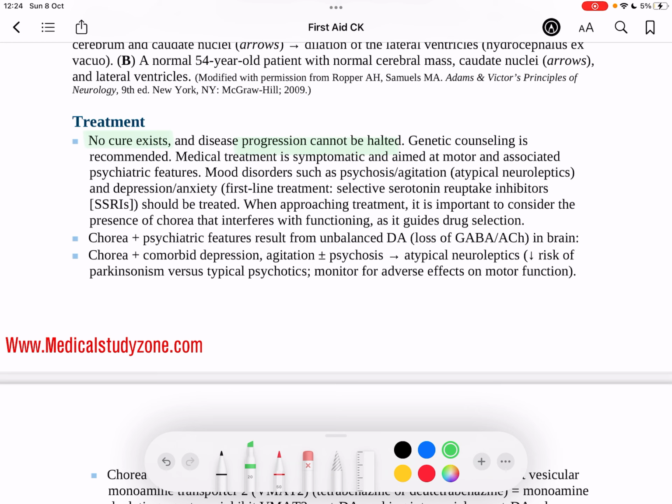For psychiatric features such as psychosis and agitation, we can give things like atypical neuroleptics. If a patient has depression and anxiety, then we should be giving our usual first line, an SSRI. When approaching treatment, it's important to consider the presence of chorea that interferes with functioning, because this is going to help guide our drug selection.